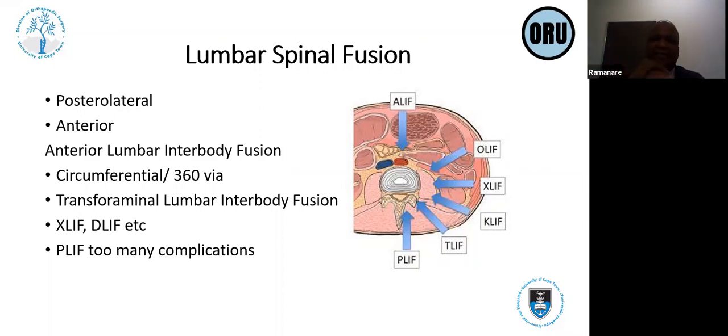The X-lift and the D-lift, they're all different terms. So extreme lateral, direct lateral, oblique, they're just showing you where you're going in from, the side, and there are different types of cages and devices that you use to get an interbody fusion. These are all just little tricks you can use to get fusion, because you're basically trying to fuse that segment.